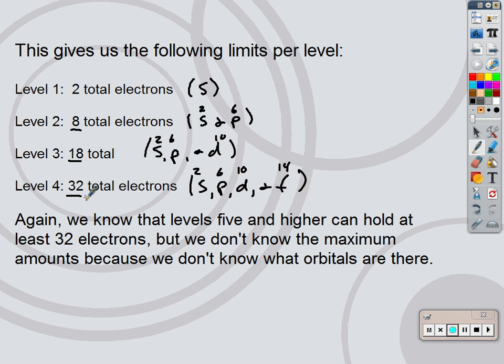An idea that you're probably taught in physical science, this is where those limits come from, this quantum mechanical model. These are the primary energy levels because we know what it takes to fill them up. We don't know what 5, 6, or 7 would actually hold because we don't know enough about them.